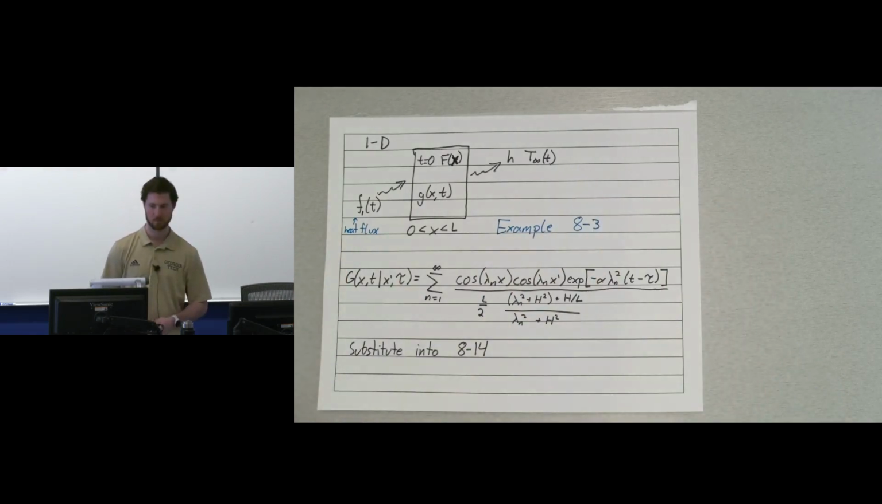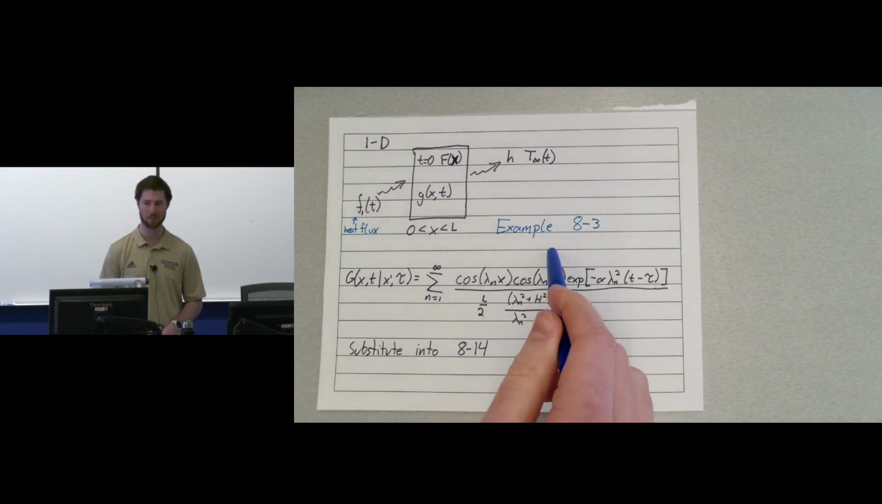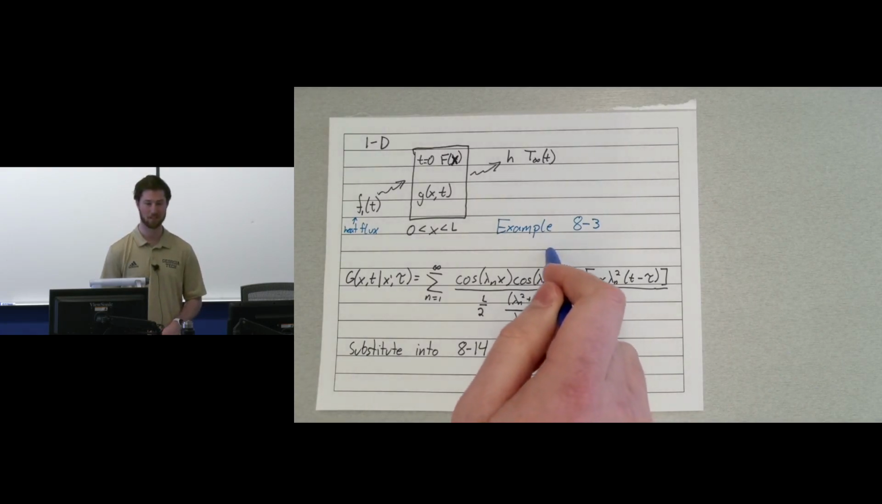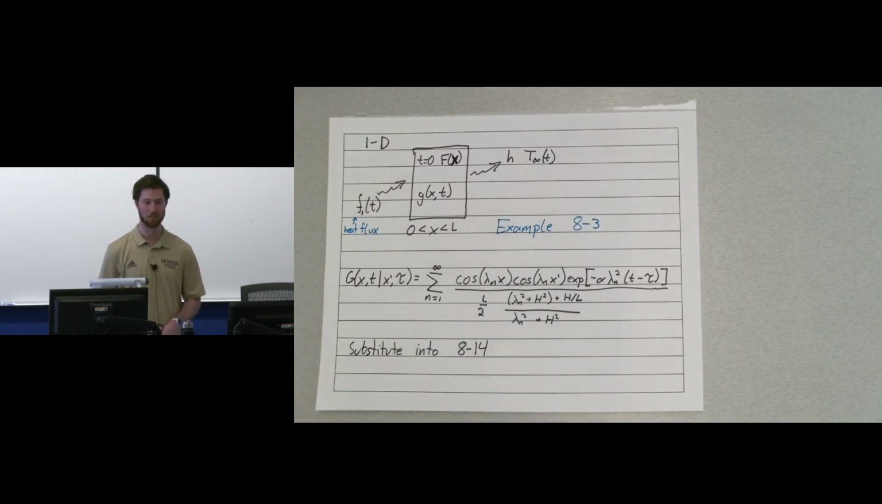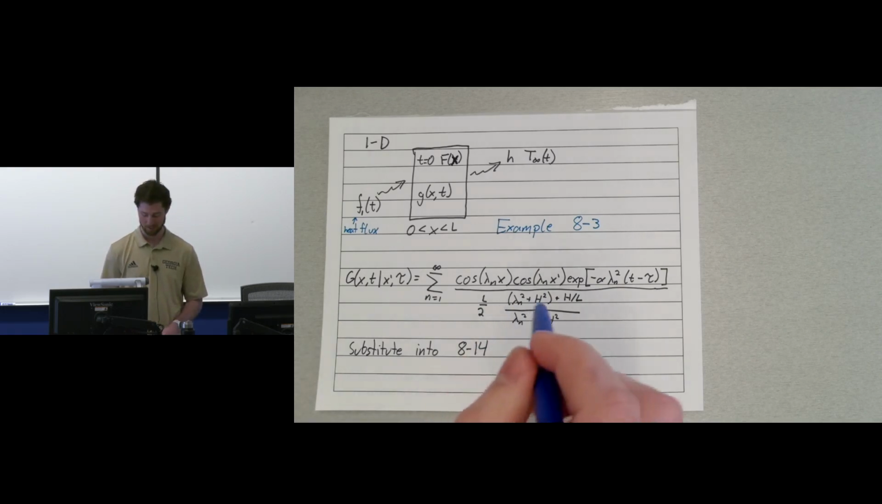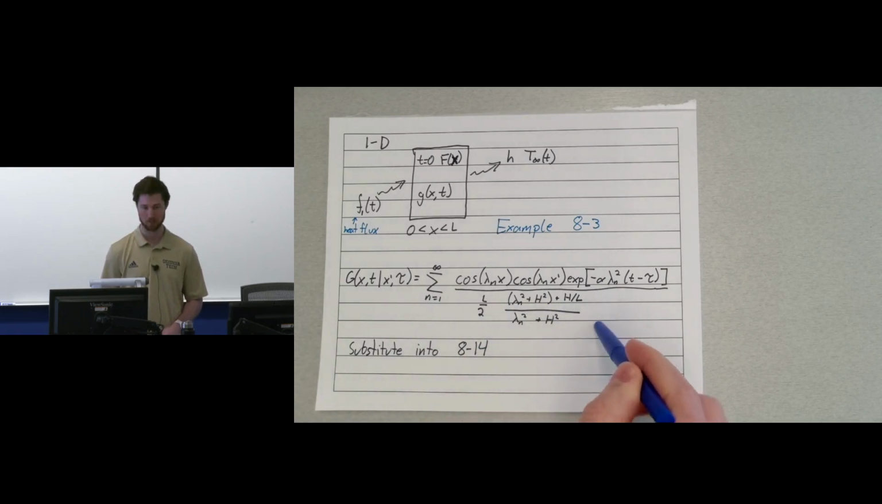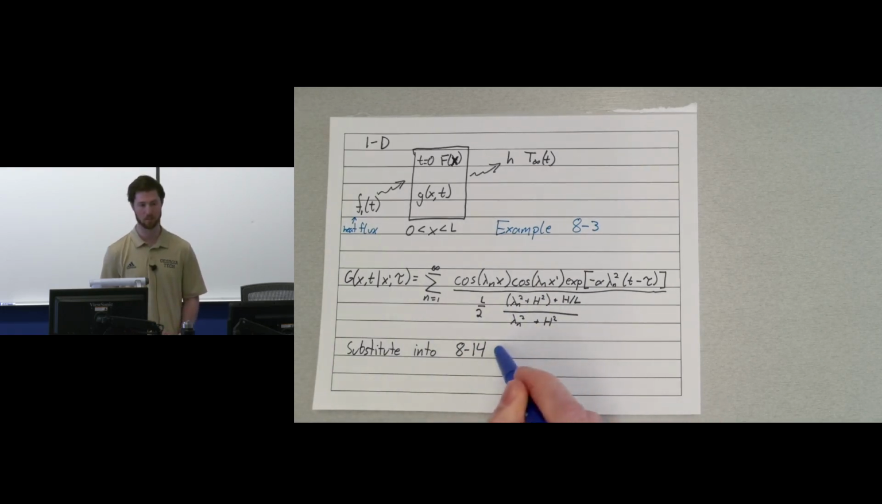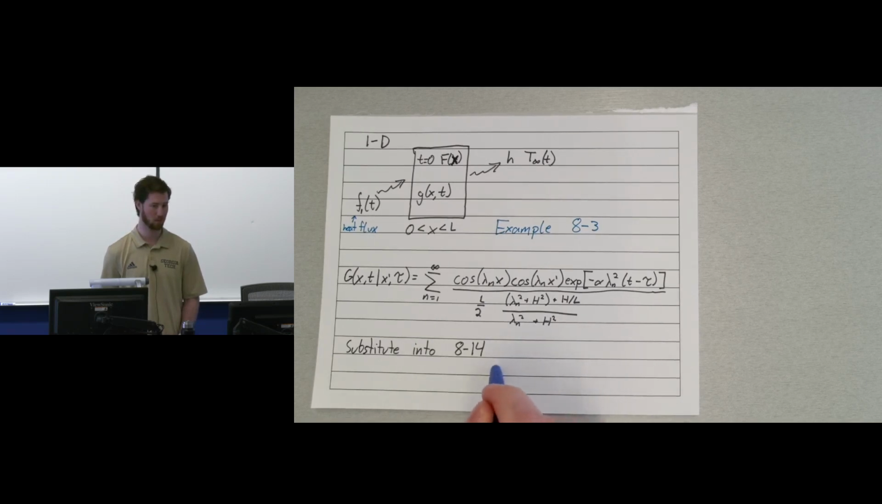All right, we're getting to the end of class. I just tell you, one, this is example 8.3 in the textbook. So if you didn't finish, it's written in every single step and you can look at it. This is going to be our final Green's function. We'll substitute it back into our Green's function equation in the book to get our temperature.